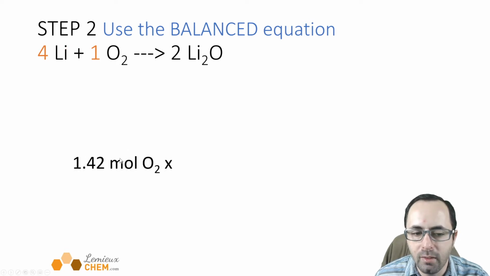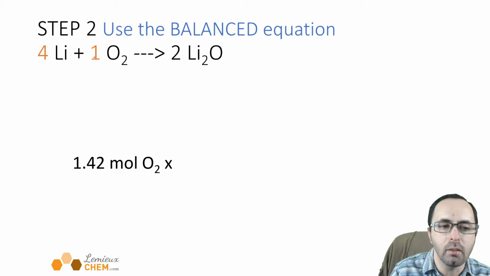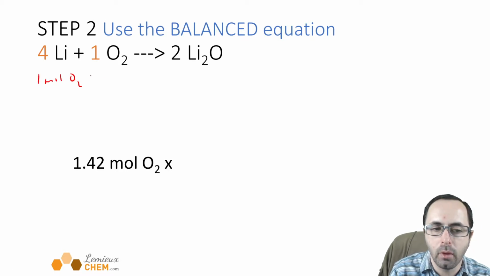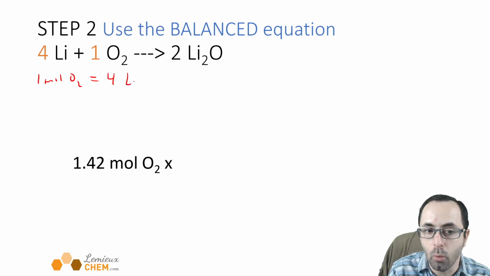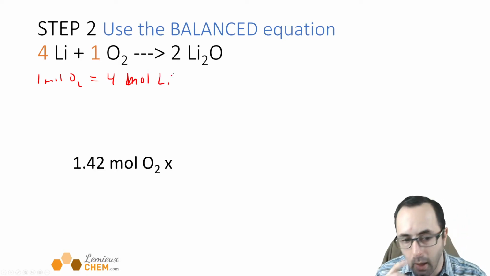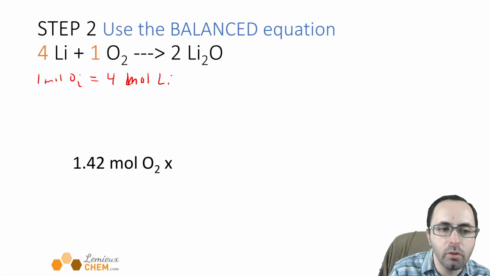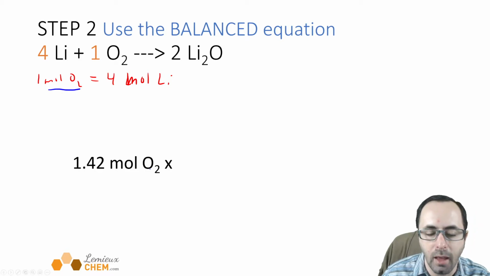And from the previous slide, we had determined we had 1.42 moles of oxygen. And what we're using here is 1 mole O2 will be equal to, in terms of reactions anyway, 4 moles of lithium atoms. Okay? Now it's going to be the moles of O2 that we want on the bottom because they have to cancel.